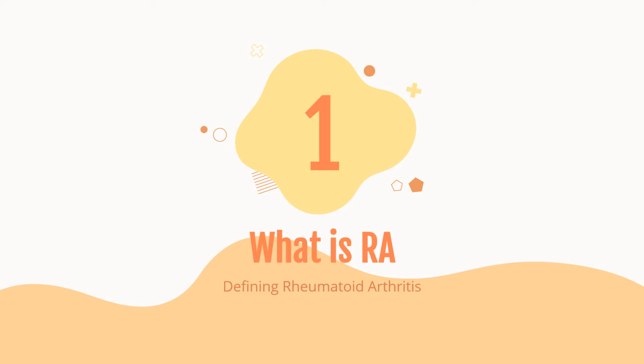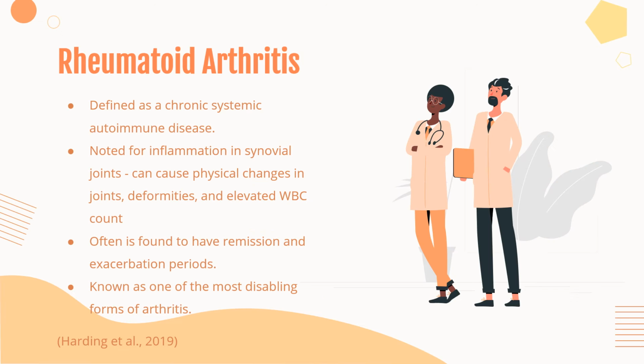What is rheumatoid arthritis? Rheumatoid arthritis is defined as a chronic systemic autoimmune disease. It is noted for inflammation in synovial joints, which can cause physical changes in your joints such as deformities and elevated white blood cell count in the synovial fluids. Often it is found to have remission and exacerbation periods. Rheumatoid arthritis is known as one of the most disabling forms of arthritis.